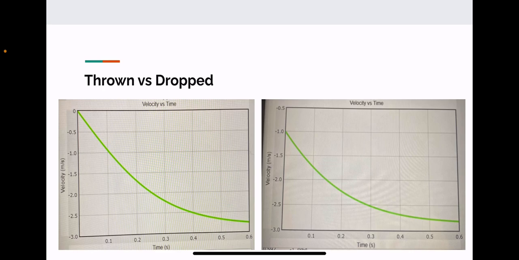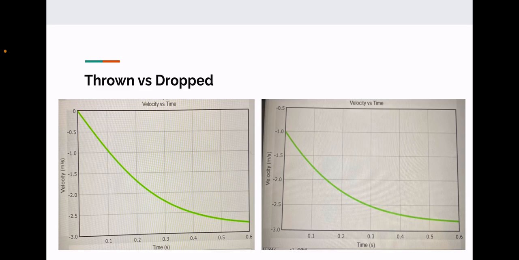If the object was thrown downward instead of dropped from rest, the terminal velocity would still remain the same. The terminal velocity actually isn't dependent on the initial velocity of the object. It depends on the object's mass, surface area, density, and the medium density it is falling through. None of these factors change, so terminal velocity doesn't change.